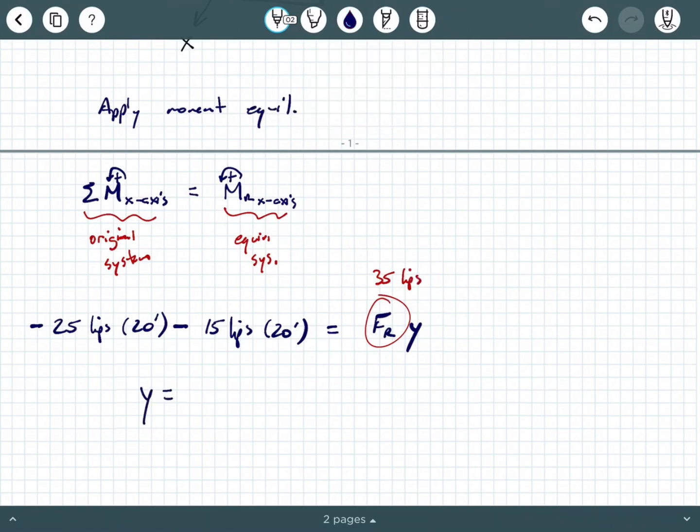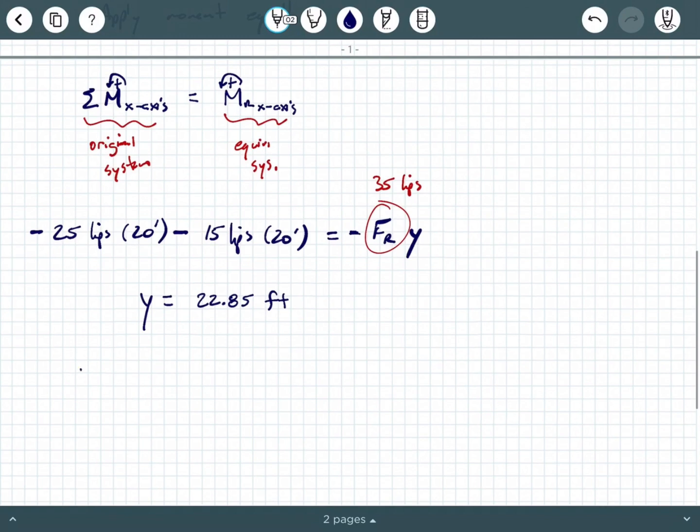F sub r is 35 kips. So doing some rearranging, the same operation we saw in the previous example, the y coordinate is going to be 25 times 20 plus 15 times 20, and then divide by 35. I forgot my negative there. The negatives cancel, and I get a value of 22.85 feet. Okay, put that in your back pocket.